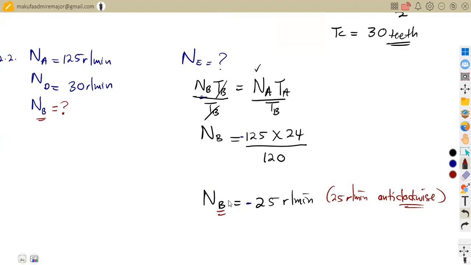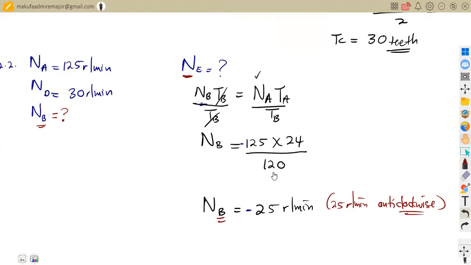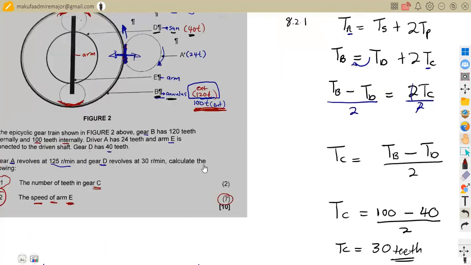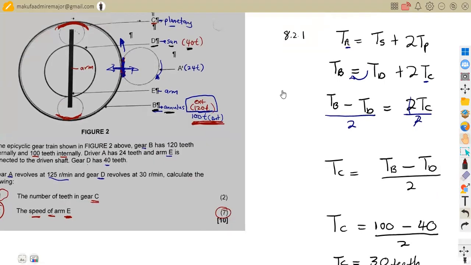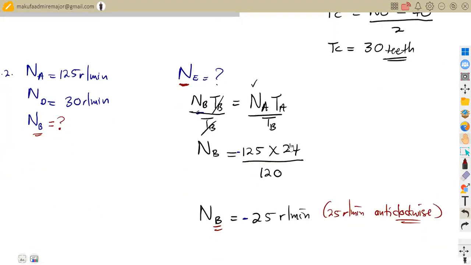This is not part of our question. The question needs us to calculate the speed that is affecting E. So the only part that A is going to play a role was to find the speed on B. This is the only part that you're going to use A. Now to find the speed on E, we are back now to the table. Remember our table that we use on our calculations now to calculate whatever speed.